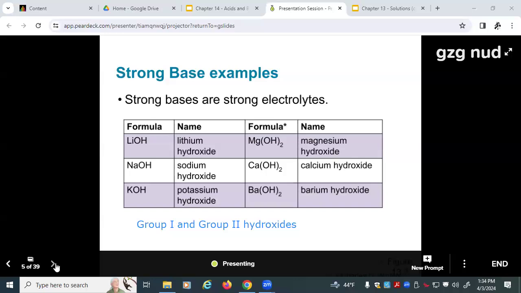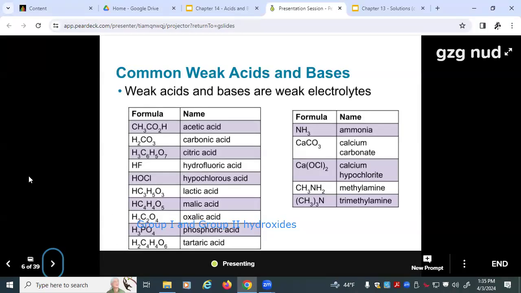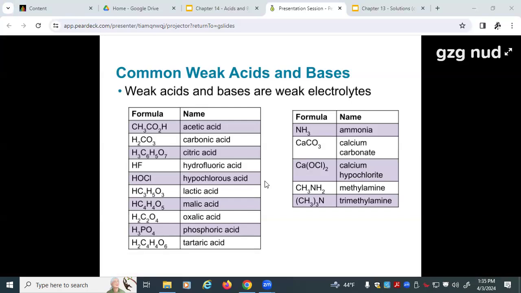The question becomes, here are some common examples of each of those. How do I go about identifying a compound as acidic or basic just based on its chemical formula? Because if you look at the lists here, there's a little bit of variability. How do I know that I'm dealing with an acid, or a base, or something else entirely?